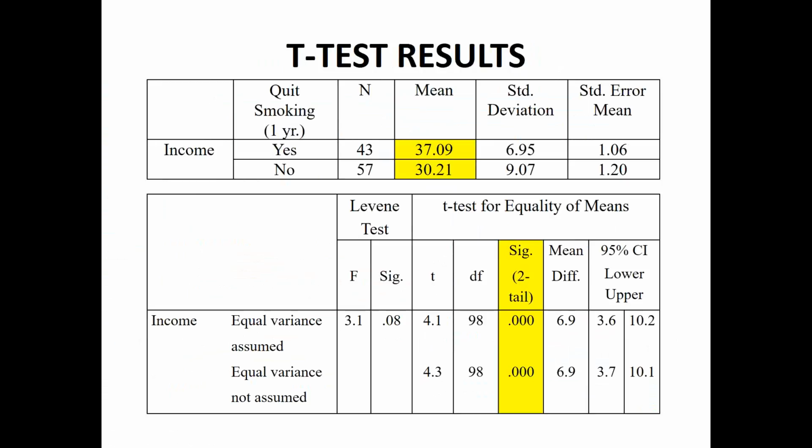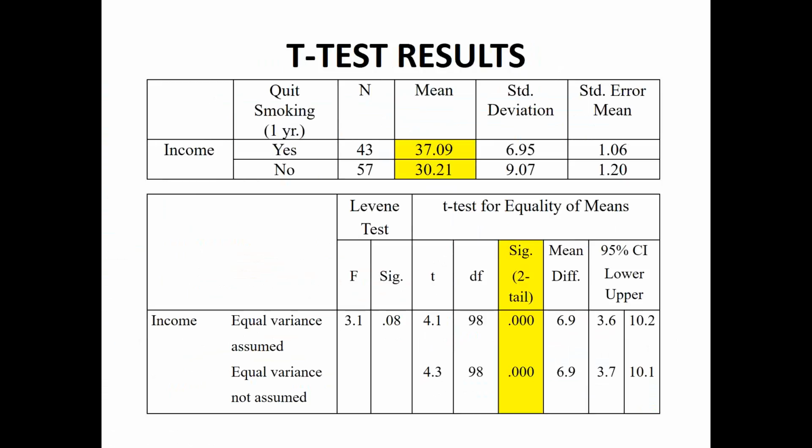Now the question becomes, just what is this difference? Whose score is higher than whose? So up top, we see for quitting smoking 1 year, yes, their mean is 37.09. Quitting smoking no is 30.21. So the people who quit smoking have a significantly higher level of personal annual income relative to the people that did not quit smoking.